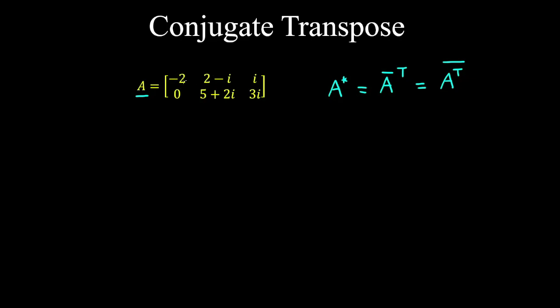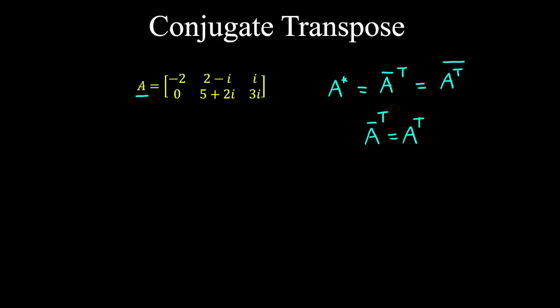And therefore, if A had all real entries, then the conjugate of A would be equal to A, and therefore the transpose of the conjugate would be equal to the transpose of A.